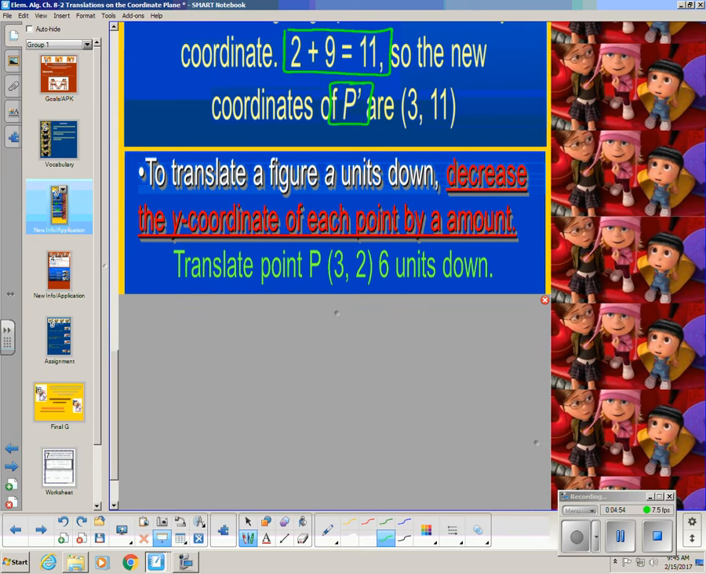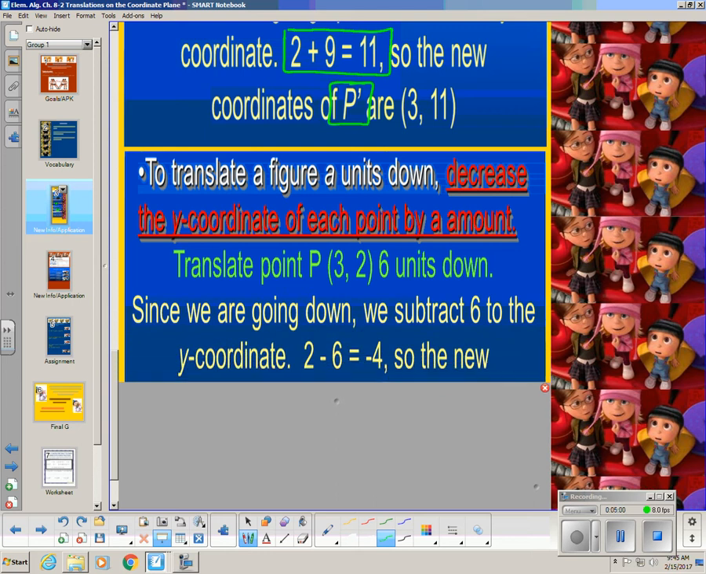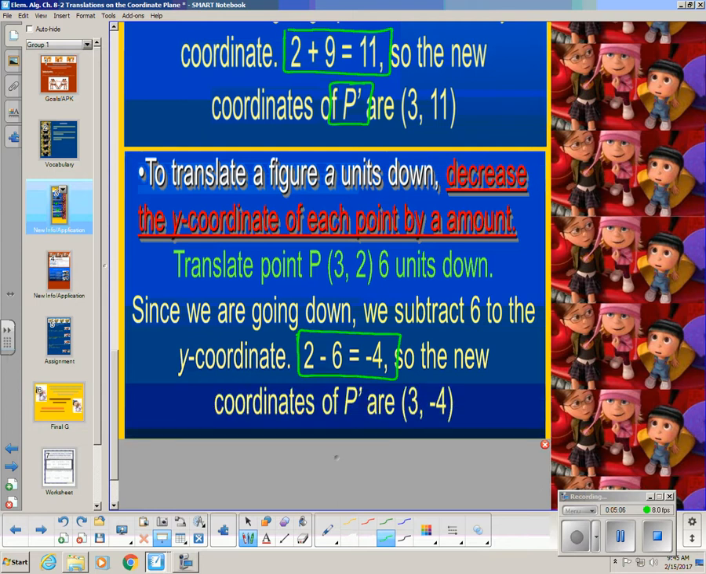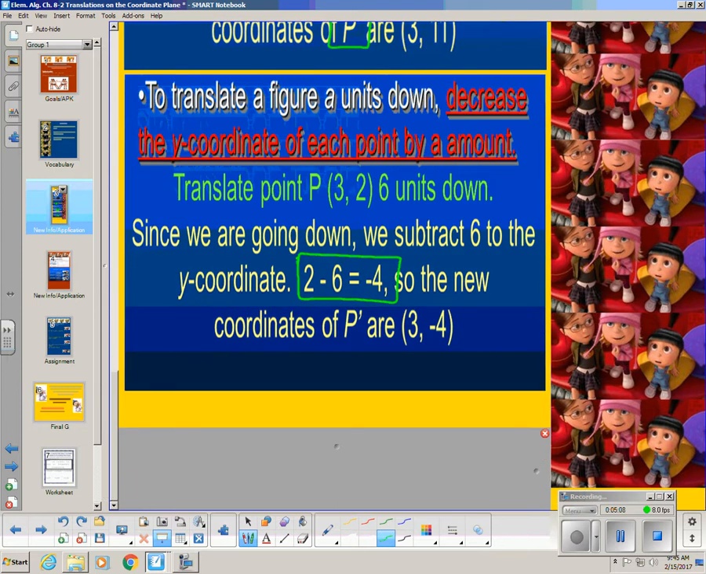Okay, continuing my translation down. Again, that's impacting my y value. So down would be negative or minus. So I'm going to subtract 6 from my y value to get a new y value of negative 4. And I'm keeping the x value exactly the same. So that's what it looks like.